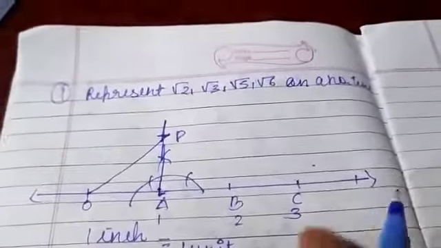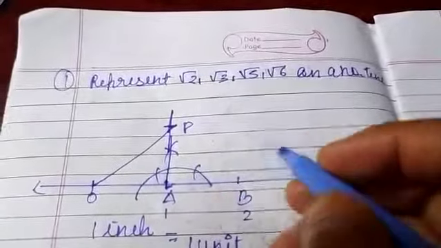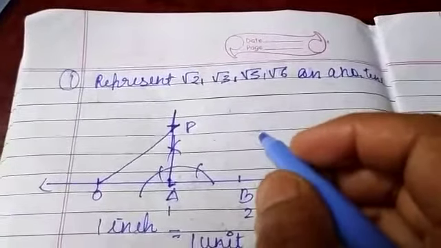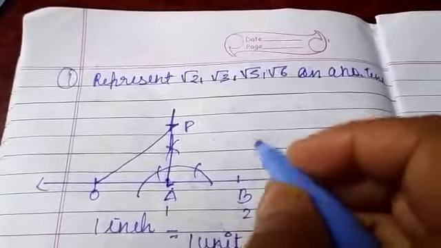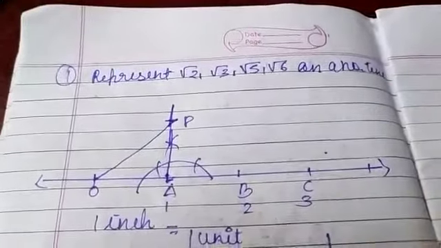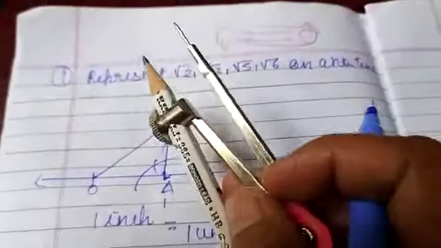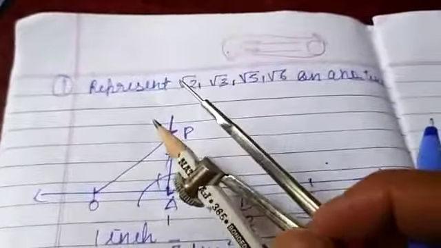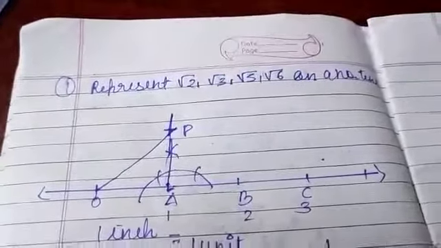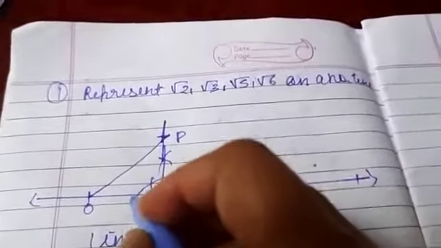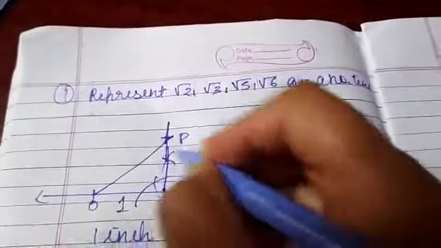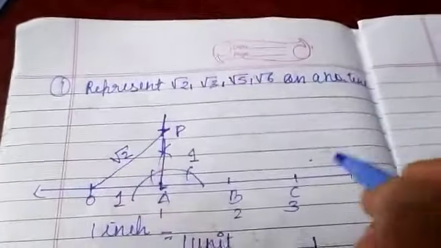Now what you will do, you will join O and P. Although already I have made you do root 2 and root 3, but that we have done using our protractor. Now this I am doing using our compass. And students, you all have to use your compass only, otherwise it will be treated as wrong. So this is done. So this is 1, and this will be under root 2.